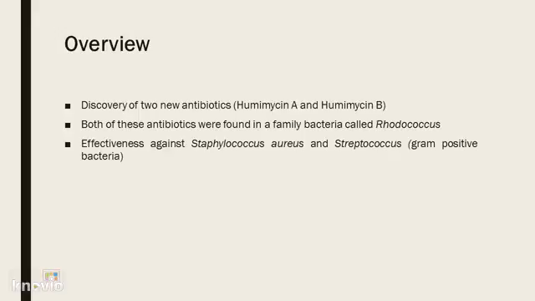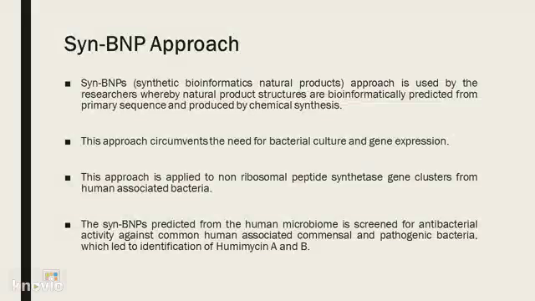Humimycin has proven its effectiveness against Staphylococcus as well as Streptococcus bacteria, both of which are able to cause dangerous infections in humans and tend to grow resistant to various antibiotics. The mechanism of humimycin mainly works by inhibiting an enzyme that bacteria use to build cell walls. And if the cell wall building pathway is interrupted, then the bacteria will die off.